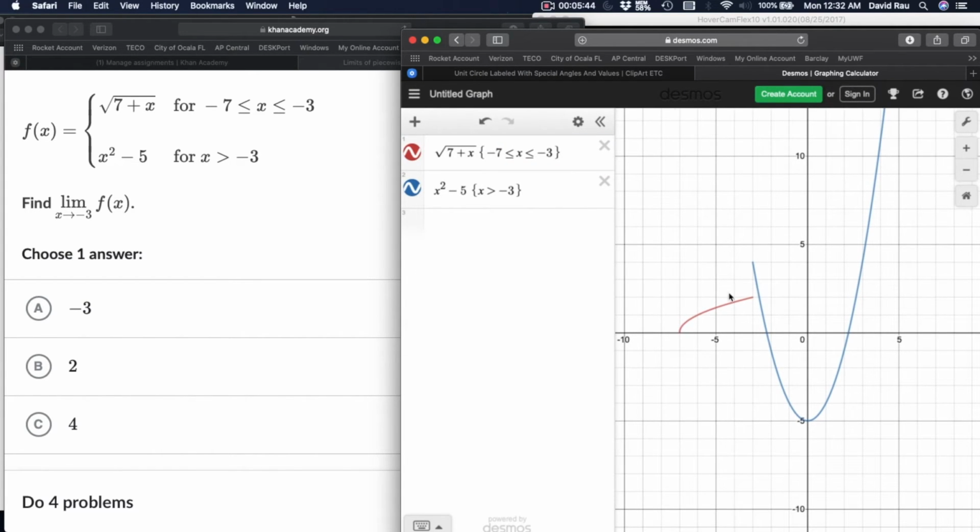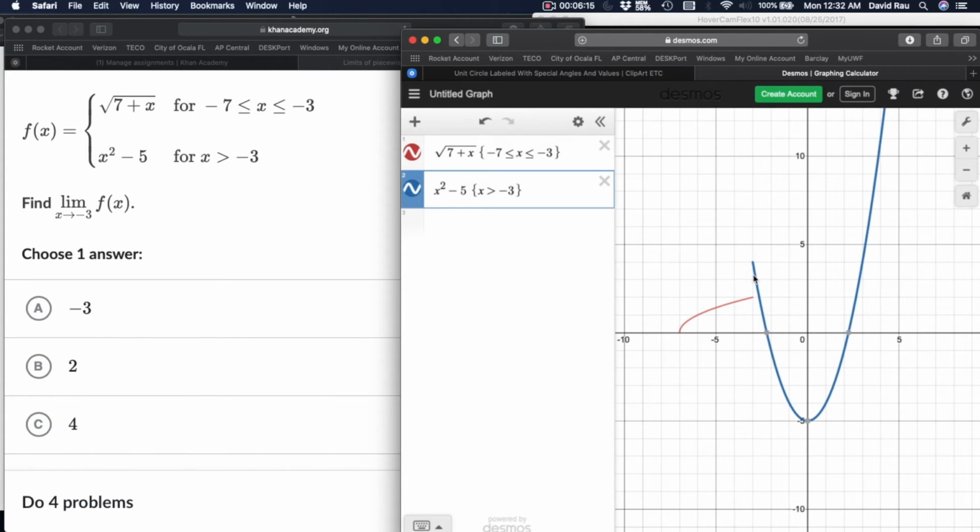If we zoom out, you can see the red graph is what was written up here. This function, you might not know how it's graphed, but hopefully you see where this is coming from, being a square root and everything. You can see it only exists for the x values -7 to -3, and whatever your y values are are just showing up there. And then this blue graph is x squared minus 5. It's a quadratic moved down 5, but notice it stops at -3 because we're only allowed to be greater than -3.